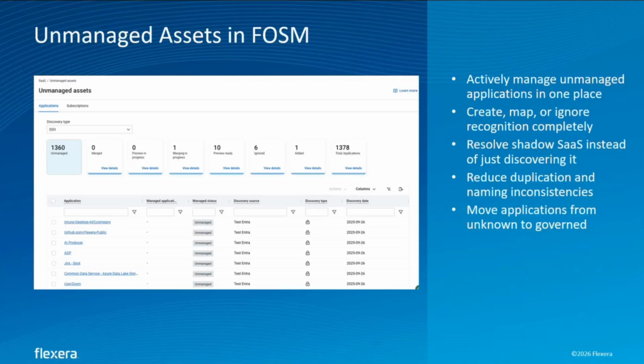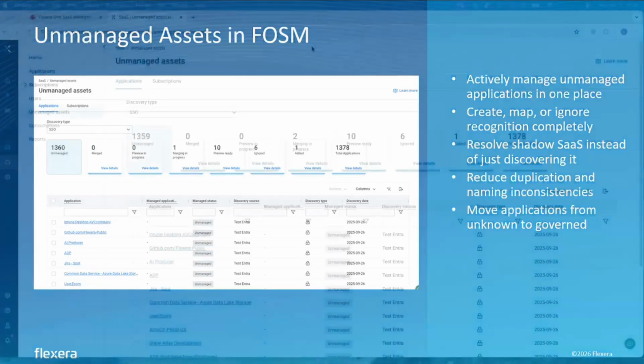From one place, teams can create these applications, map them to existing apps that have already been discovered or are part of the catalog, or completely ignore these applications. Sometimes you don't want to track Facebook.com, but your CASB is giving you that data. So you can mark them as ignored so that you don't get that noise in your system anymore. So this helps resolve shadow SaaS. Instead of just discovering it, it reduces the duplication and the noise that is causing you a lot of that pain.